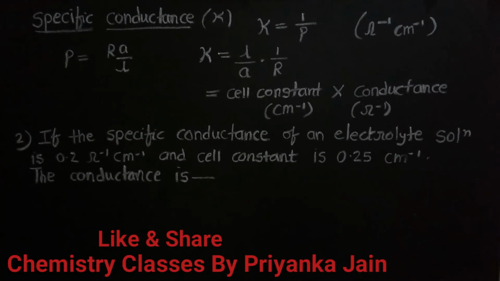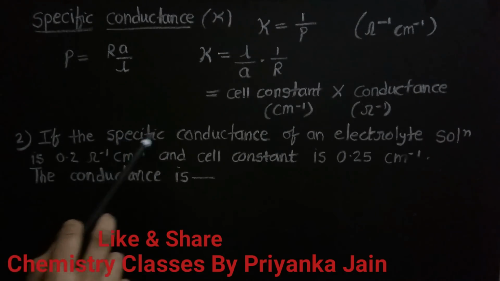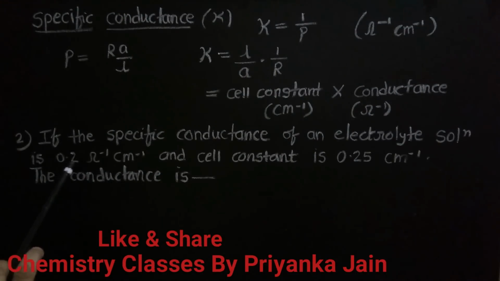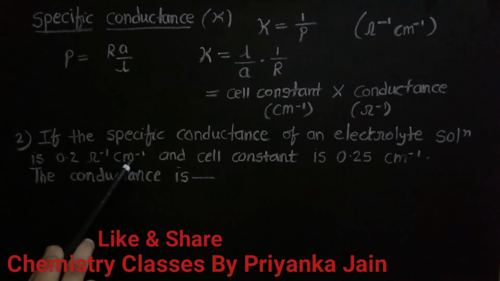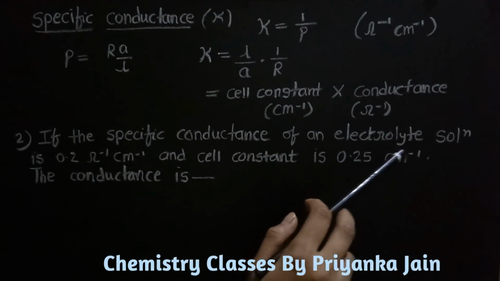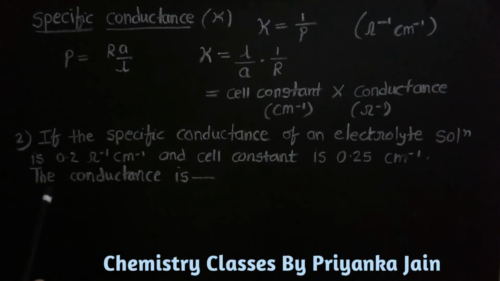So if you know the units, then you can calculate the answers. The answers were very simple. One question I have written here is from December 2017, and the same question has also been asked in another exam. The question is, if the specific conductance of an electrolyte solution is 0.2 ohm inverse centimeter inverse, and the cell constant is 0.25 centimeter inverse, then what is the conductance?